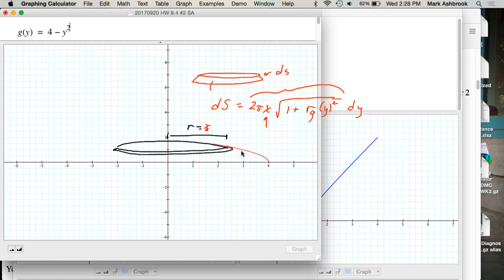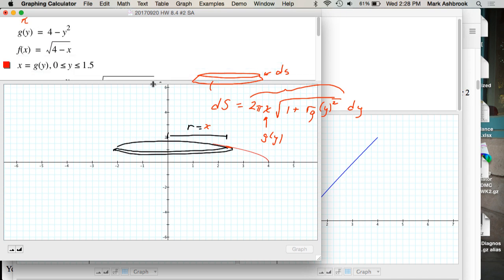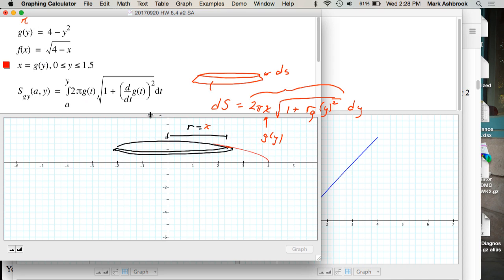So r is x, but we need to write that in terms of y, right? We need that x in terms of y. So what will I put there for x? Yeah, exactly. Because g(y) is x, and so when I put it in, I can just put g of y since I've defined it that way. That's right, because X is 4 minus y squared. Okay, so let's see if that agrees with what I did here. Is that what we said?